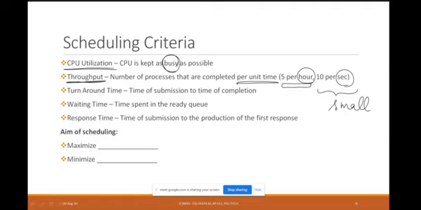The next one, turnaround time, TAT. This turnaround time is nothing but the time interval between the time of submission and the time of completion. I give you an assignment today and you complete it after 5 days, that will be your turnaround time.